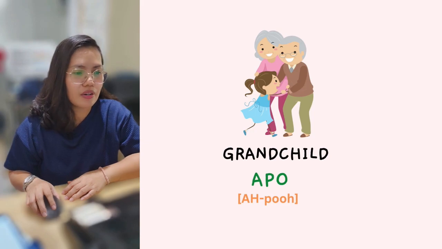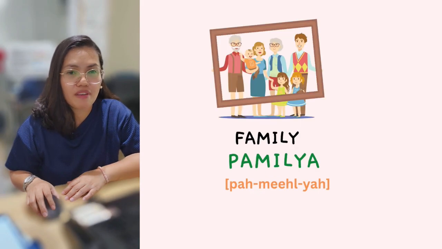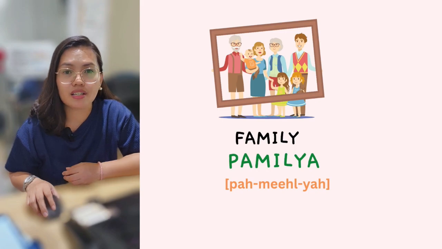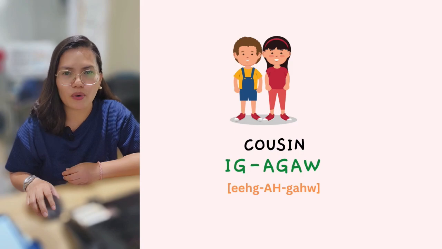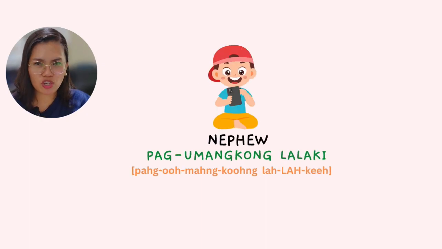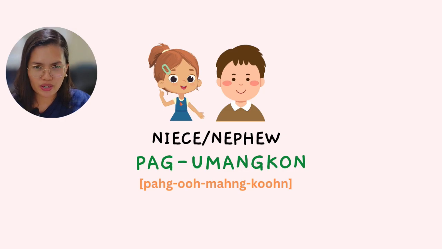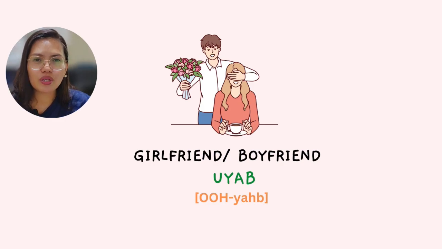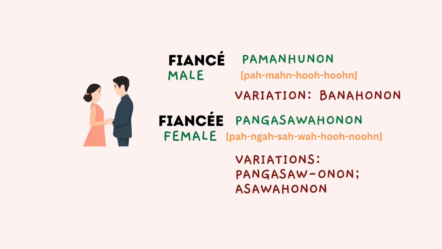Next one, we have grandchild. Apo, grandchild. Next one, family. Pamilya, family. Next, cousin. Ig-agaw. Niece is pagumangkong babae. Next one, we have nephew. Nephew is pagumangkong lalaki. Next one, niece or nephew. Pagumangkon. Next word, girlfriend or boyfriend. We call it uyab. Fiancé, male, pamanhonon.